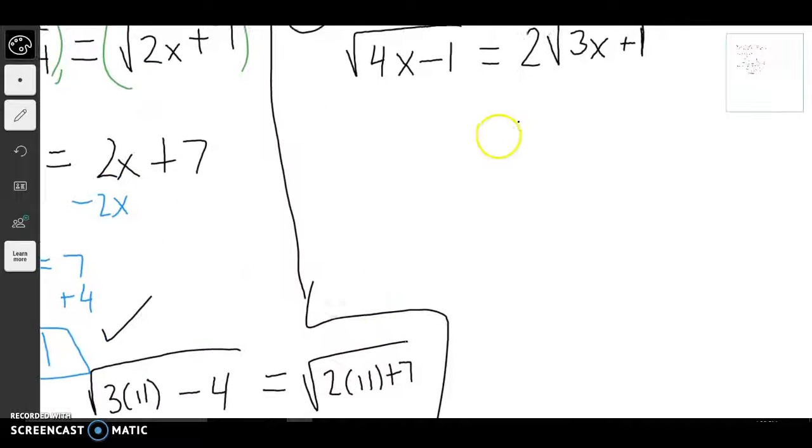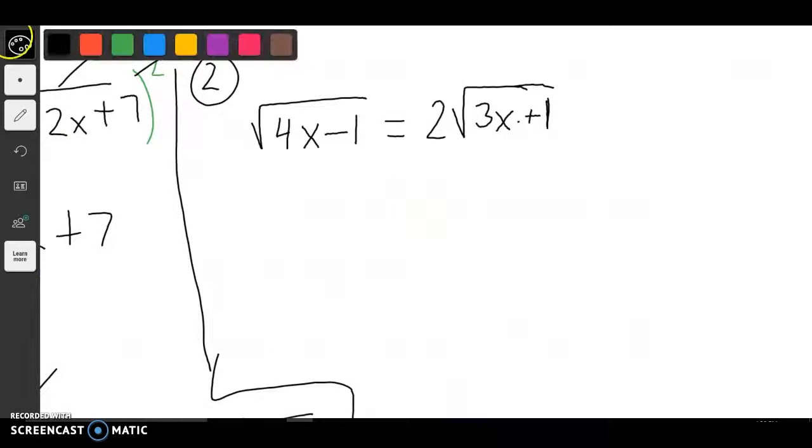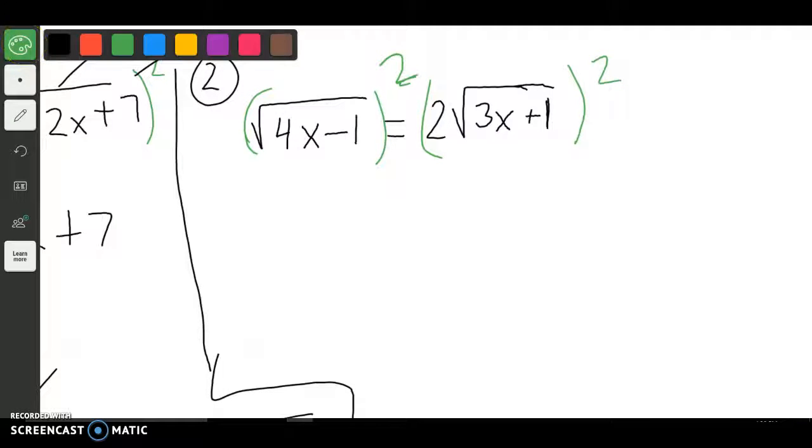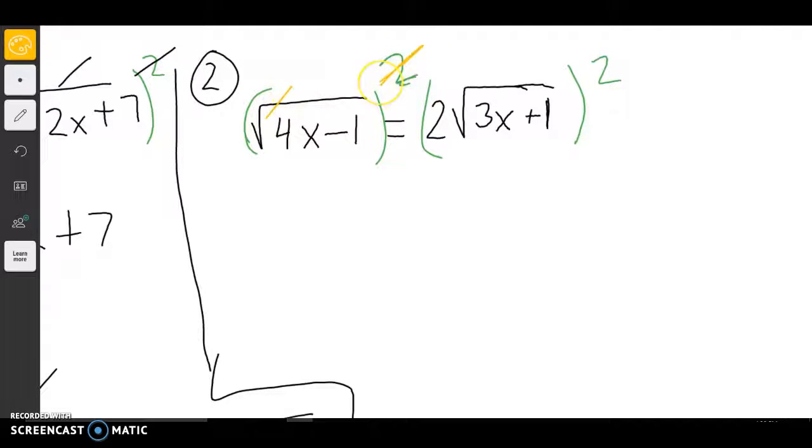Let's try this problem over here. Again, it's going to follow the same kind of thing. We're going to need to square both sides. And then what we're going to do is we are going to cancel out the square and the square root. Now this one works a little bit different. It's going to affect that and that. So the square root and the square will cancel, but then I do have to do 2 to the second. And 2 to the second would give me 4.